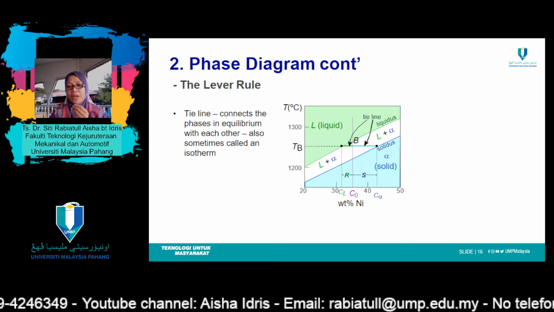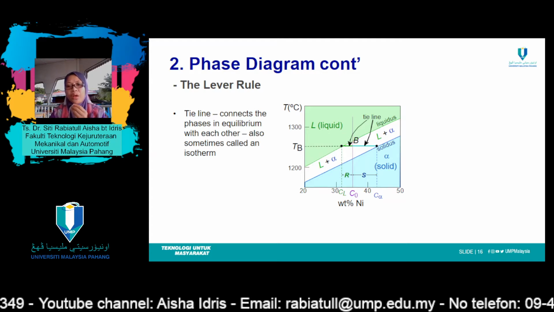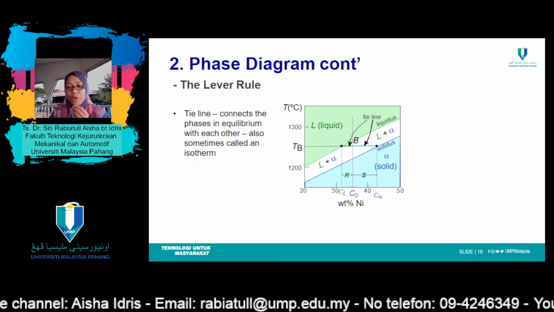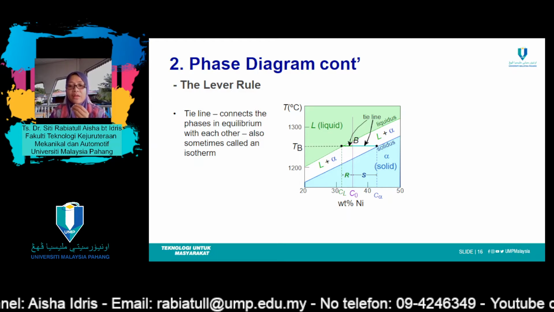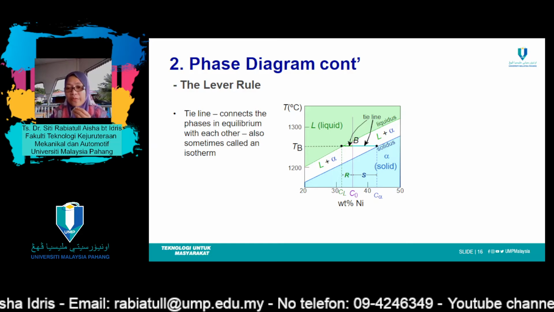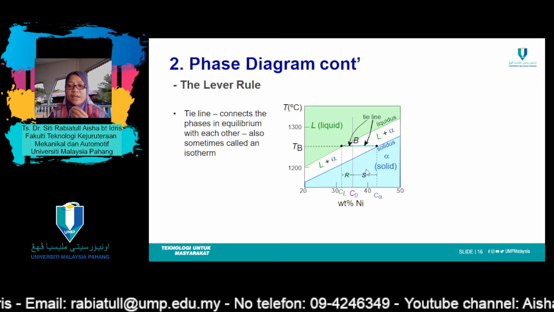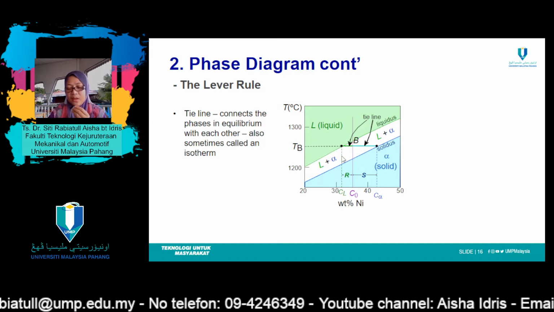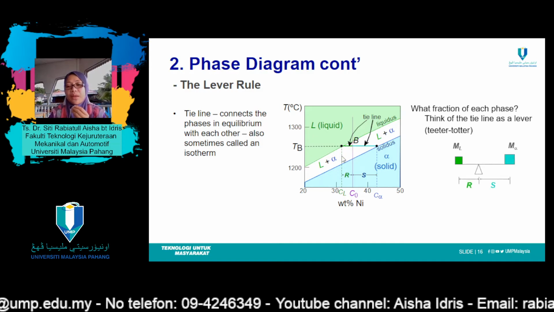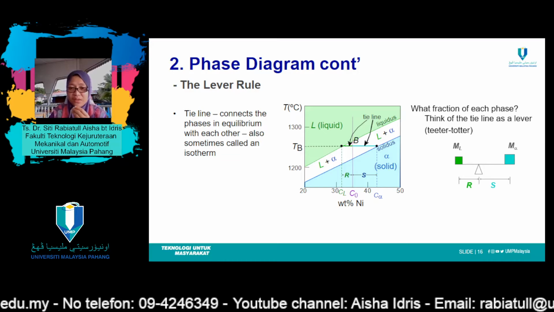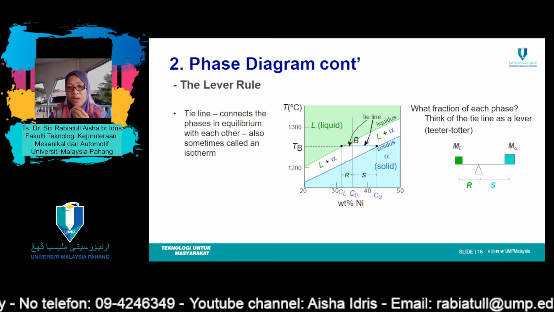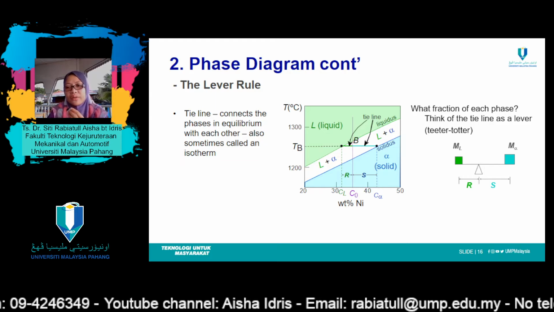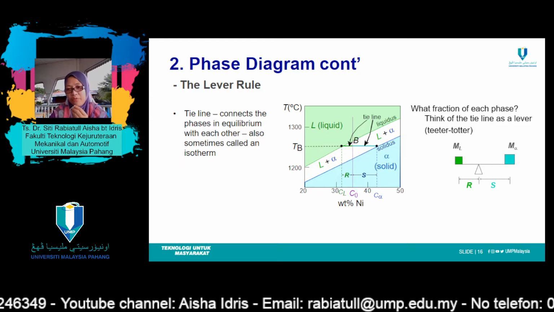Okay, in a phase diagram, we need to determine the weight percentage of the solid phase and liquid phase which exist in between these lines. So how can we determine this weight percentage? By using the lever rule. The lever rule is like a T-tutor. You can imagine a T-tutor over there.